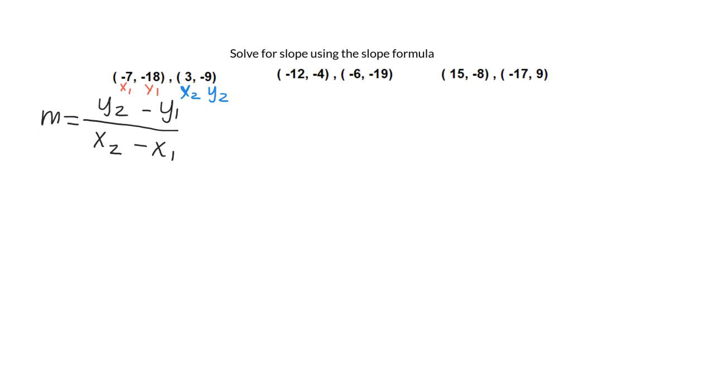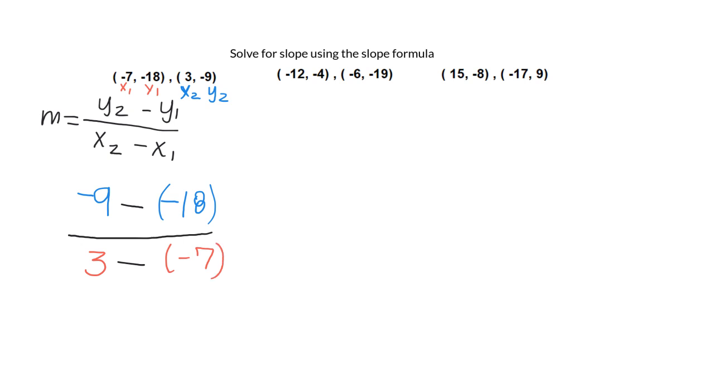Y2 minus y1 is going to be negative 9 minus negative 18. This is a common mistake that students will make when they forget to do minus negative 18. Make sure you include that. My x2 minus x1 will be 3 minus negative 7. Now I'm ready to solve.